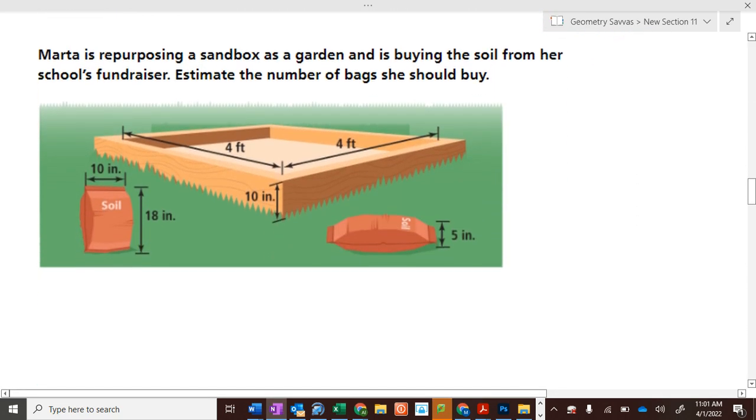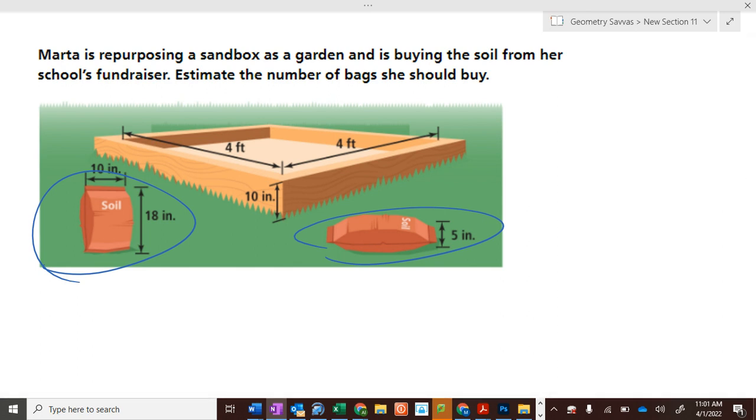So, when we do problems today, there'll be real life problems, problems that you could possibly solve in real life, such as Marta had little kids. Kids are gone, they're grown up, they're out of school. So now she wants to take the little sandbox they used to play in, and she wants to make a garden out of it. Smart Marta. All right, so she's going to figure out how many of these bags of soil she needs to buy to fill up her sandbox with soil to make a garden.